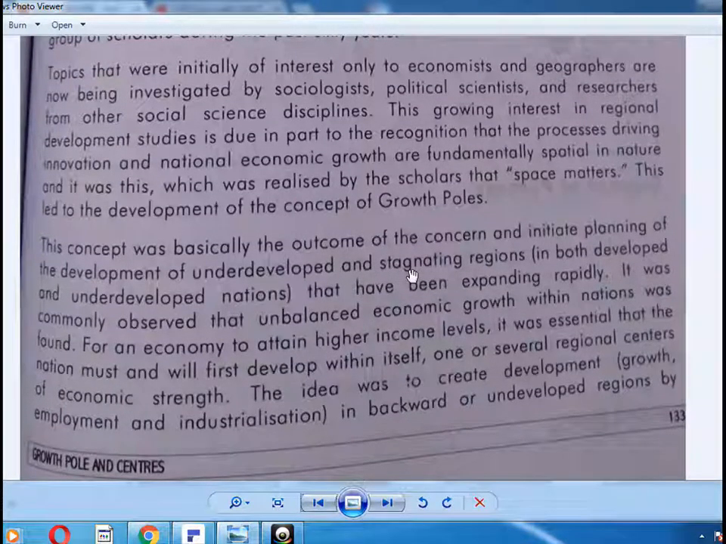Mainly, why is one region underdeveloped, and why is another region highly developed? This concept also discusses that here. Space matters, it is an important thing. Here the interest of regional development studies is different. Economists and geographers also investigated it. So it is important for all matters of development. So economic growth is such an important thing for any nation's economy, from an economic developmental perspective.